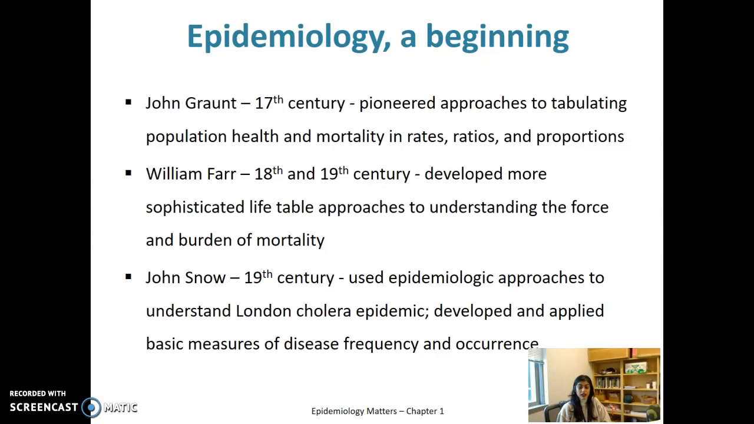John Snow was a physician in London, and in the 19th century, he's most famous for the Broad Street pump case, where there was a cholera epidemic, and we'll include a media clip in your Module 1 reading to show more about this, but basically how he developed and applied basic measures of disease frequency and occurrence during his career and used very interesting techniques that were novel at the time, such as mapping and frequencies and things like that.